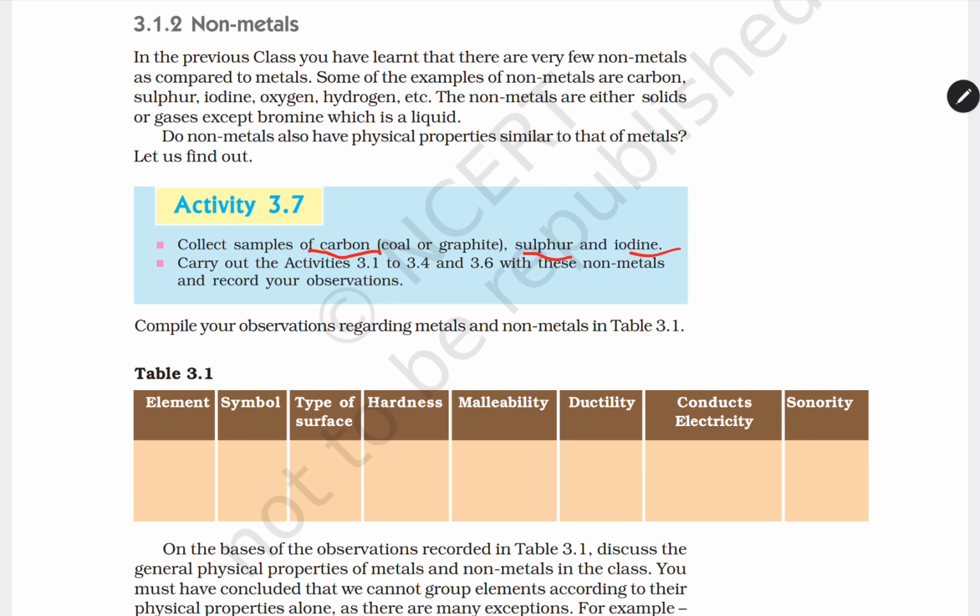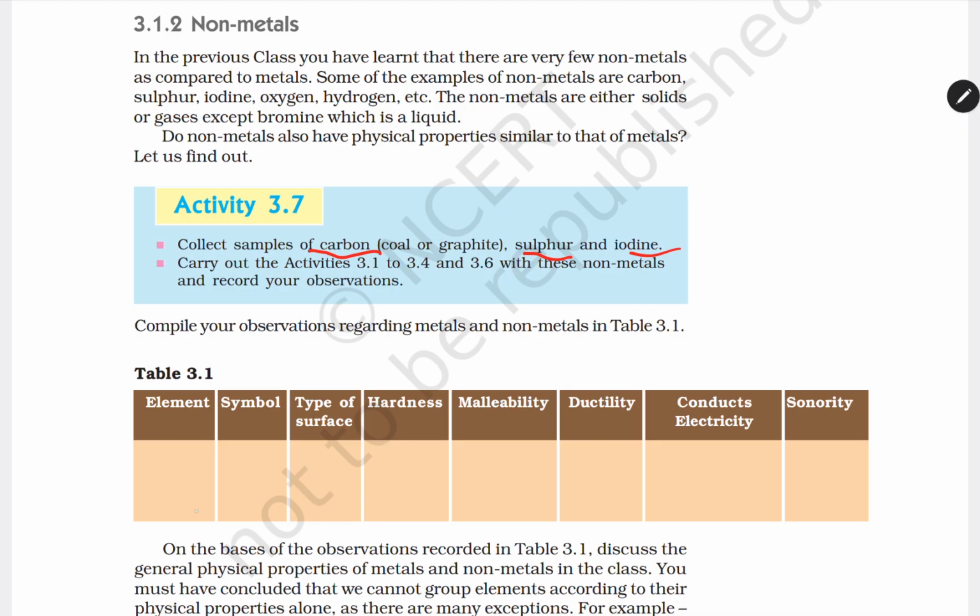that we did in the previous lecture, same things we are asked to repeat, and we need to observe and fill these recordings in the table. So here we fill up this table with metals as well as non-metals. We did this activity with iron, copper and aluminium. Now we are going to do it with carbon, sulfur and iodine.